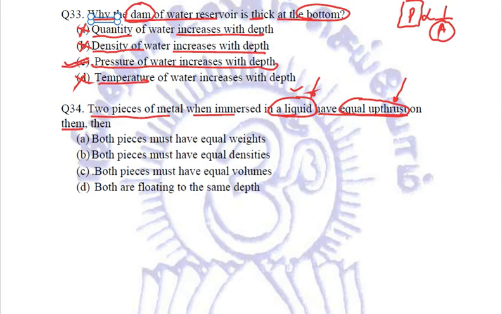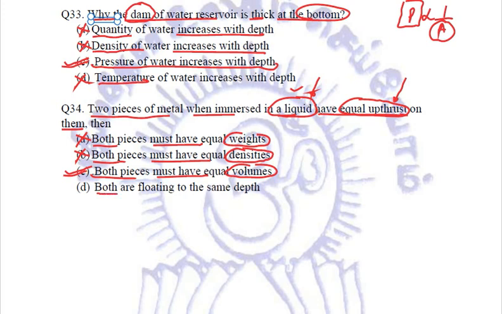So let us relate the options given to us. The first option is both pieces must have equal weights. Nothing to relate with the weights. Both pieces must have equal densities. No. Third option is both pieces must have equal volumes. Yes, this is our answer, that both pieces must have equal volumes.